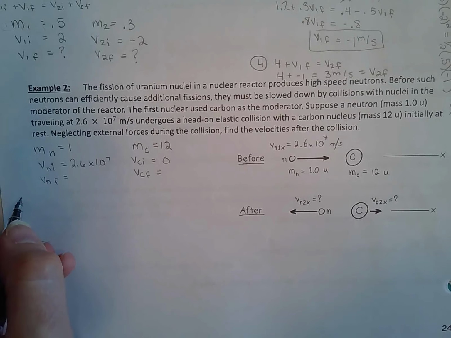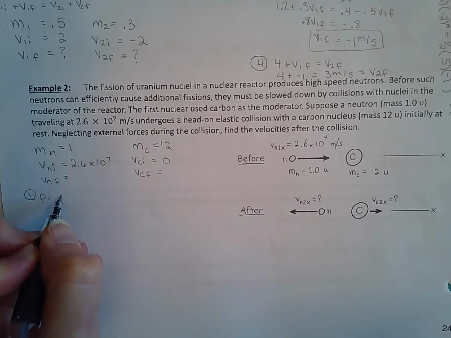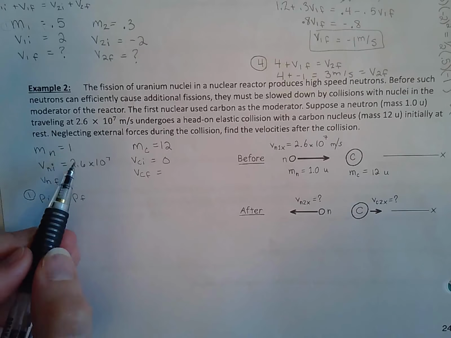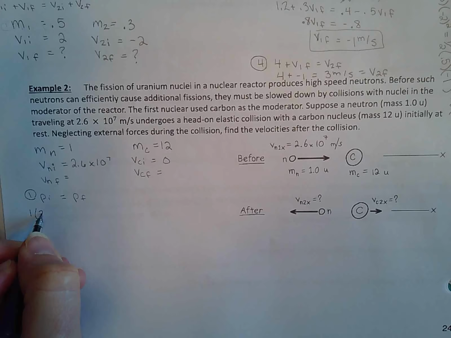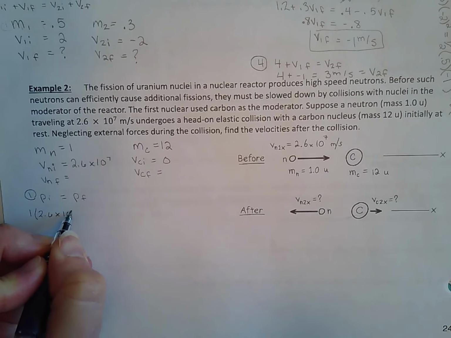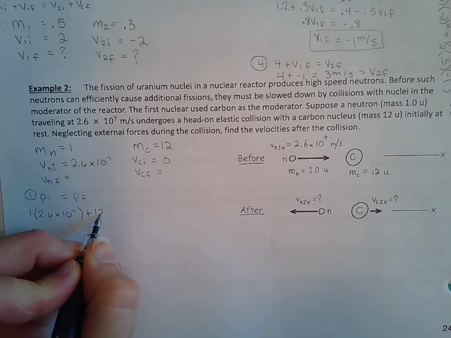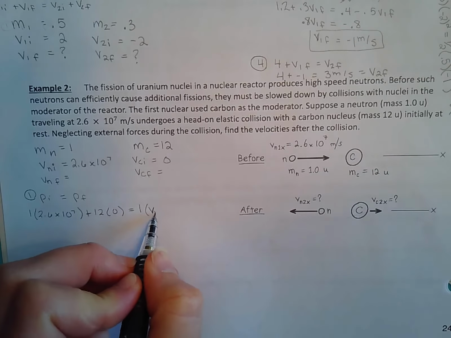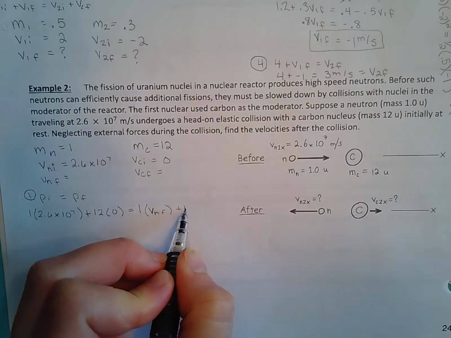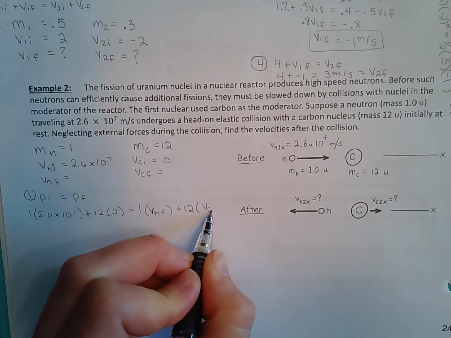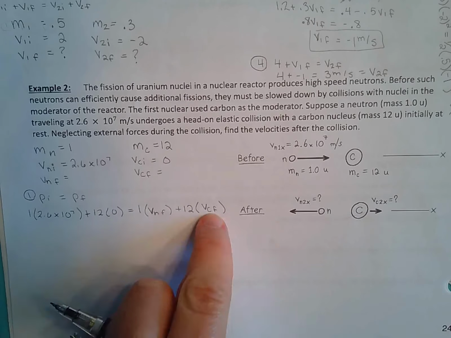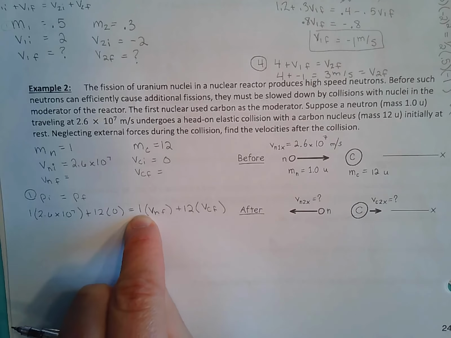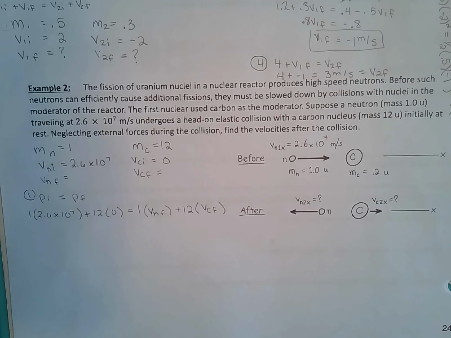So let's start with the fact that we conserve momentum. I'm going to do the mass times the initial velocity plus the other mass times its initial velocity equals the first mass times its final velocity plus the second mass times its final velocity. And then those two are unknowns. I'm going to get this one by itself because I like to divide by 1. So get my calculator to get that side worked out.